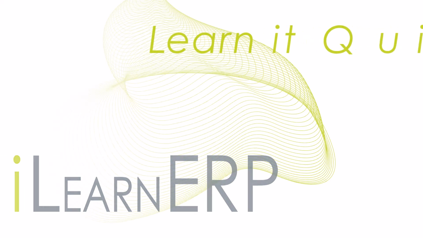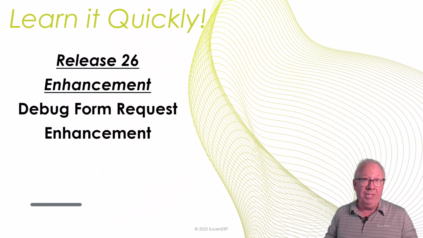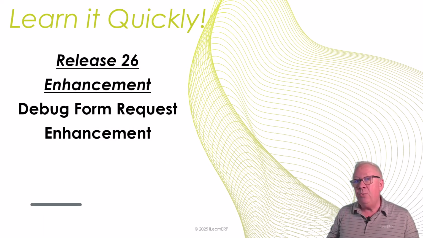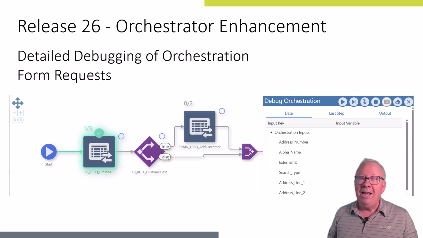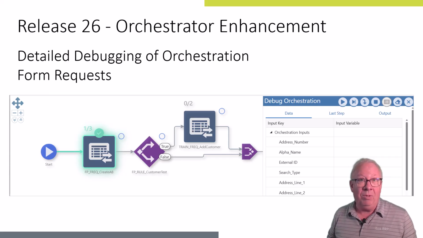In this Learn It Quick video, we're going to take a look at one of the Release 26 enhancements, which was the ability to debug form requests. Now, that's a little confusing, but it's really an enhancement to the Orchestrator. Before, we had an issue when looking at form requests where we would only see a form request fail, and it wouldn't tell us what form it's on. So we're going to go into the Orchestrator and see what this looks like.